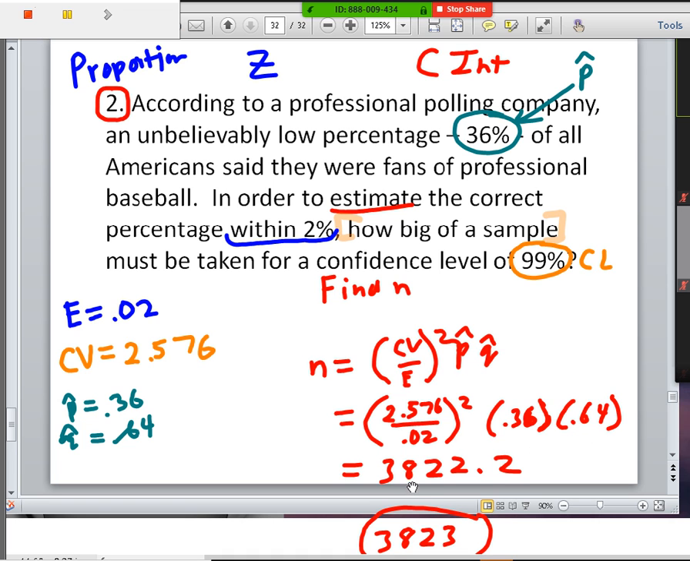And you get 3822.2. You have to have a whole number of people. You cannot survey a portion of a person, so you have to round. But you have to round up because this is the minimum sample size needed. So 3822 is not enough. You need at least this much. You have to round up to 3823. Make sure you pay attention to that because that will cost you a point or two.